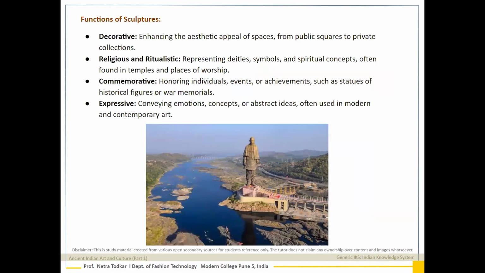Functions of sculptures. Sculptures are done for decorative function, religious and ritualistic functions, commemorative, meaning honoring individuals, events, or achievements, and expressive function, conveying emotions, concepts, or ideas.